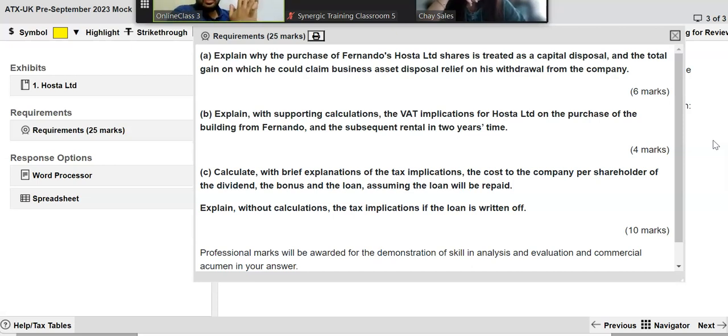So part A was very well attempted. There was just one little issue with the business asset disposal relief part. Rest was okay. So I actually gave you 5 marks in this part. Moving on.